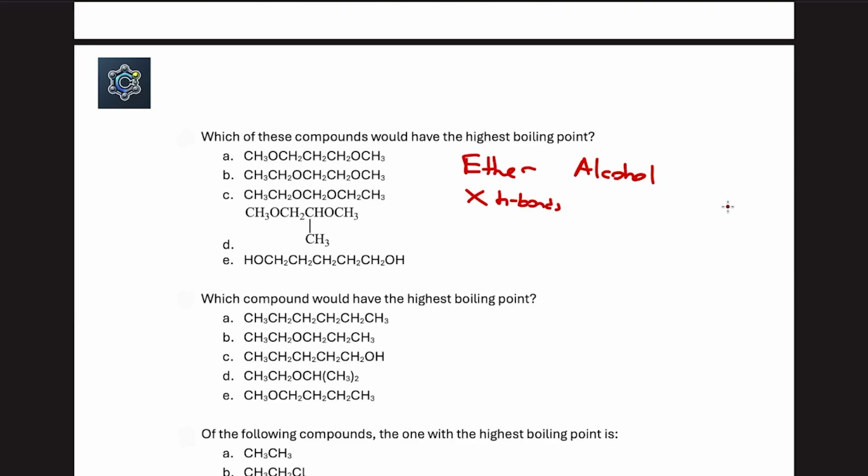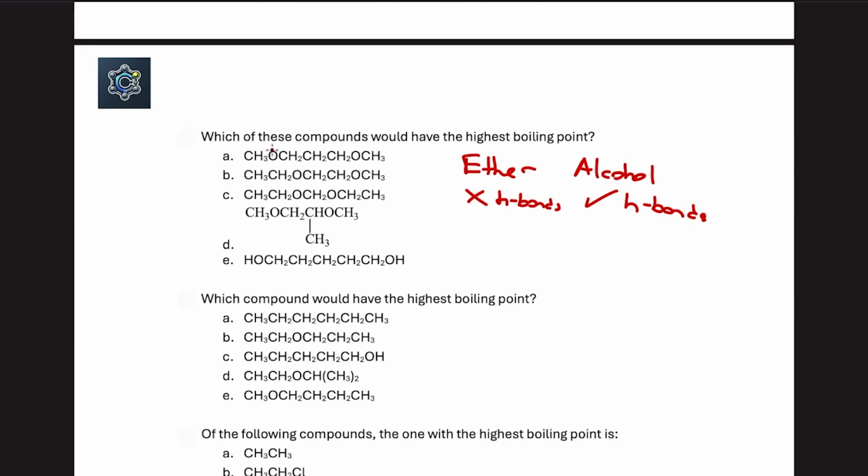But the alcohol, no matter whether it's primary, secondary, or tertiary, has that hydrogen on it, meaning it does have hydrogen bonds. And so no matter what your example is, your alcohols will always have a higher boiling point and higher melting point than your ethers. And so using that, let's go into this question.